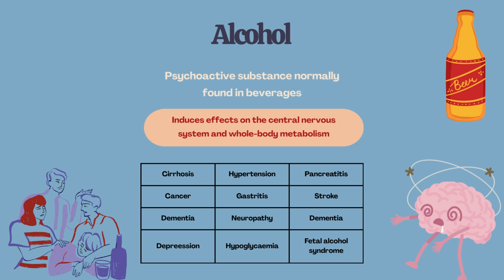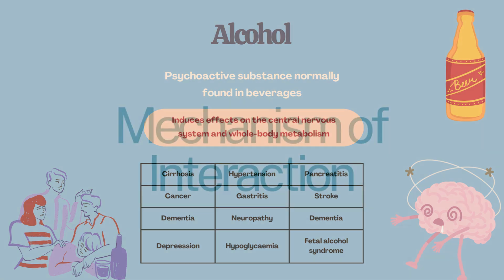Meanwhile, alcohol is a psychoactive substance, meaning a substance which alters psychological functioning by inducing effects on the central nervous system. Alcohol also affects whole body metabolism. The table below shows one of many examples of illnesses caused by alcohol.